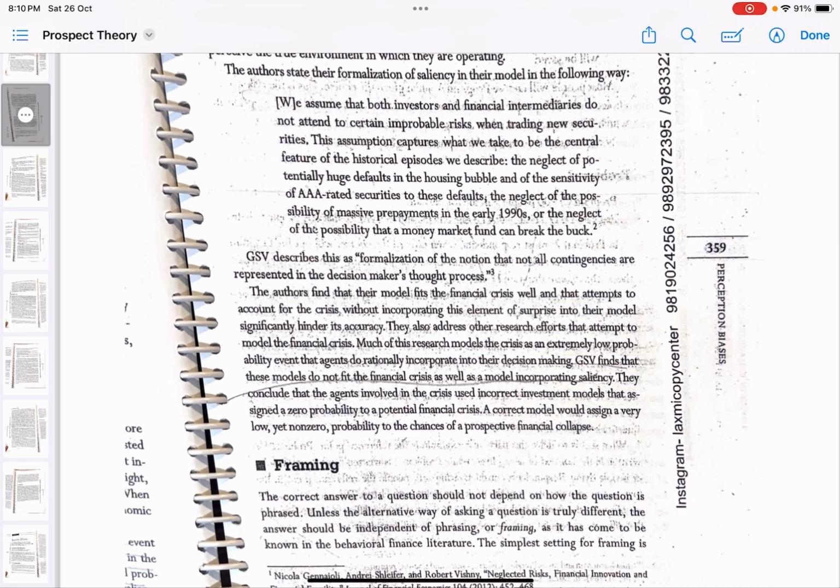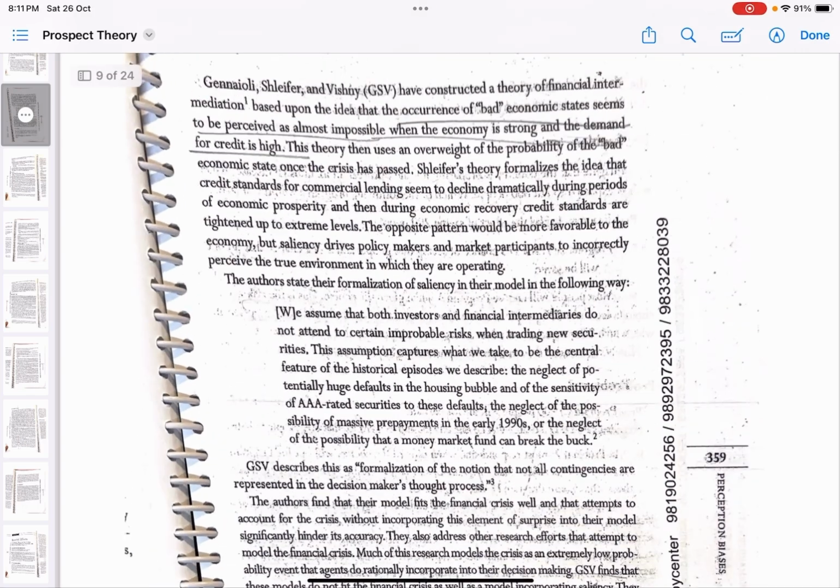We assume that both investors and financial intermediaries do not attend to certain improbable risks when trading new securities. The assumption captures what we take to be the central feature of the historical episodes we describe: the neglect of potentially huge defaults in the housing bubble and of the sensitivity of AAA rated securities to these defaults, the neglect of the possibility of massive prepayments in the early 1990s, or the neglect of the possibility that a money market can break the buck. So that's what I'm saying. We don't perceive a particular situation on the negative side until and unless it really happens. So that is what they are saying.